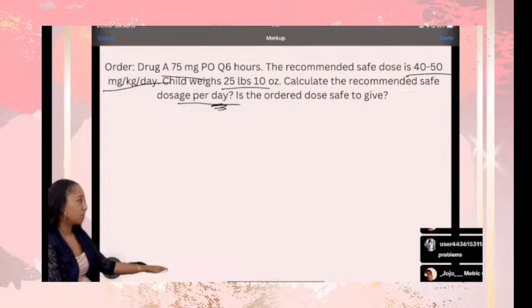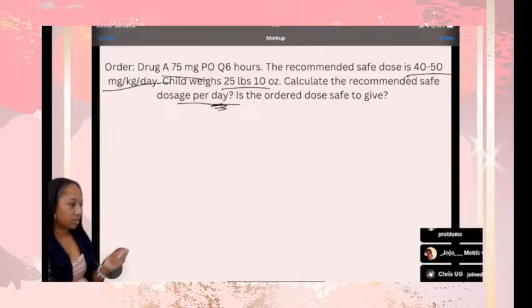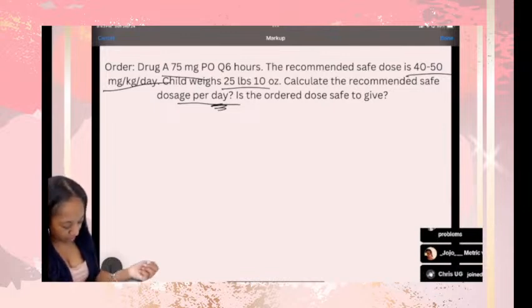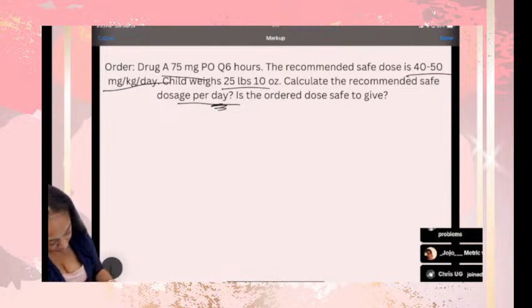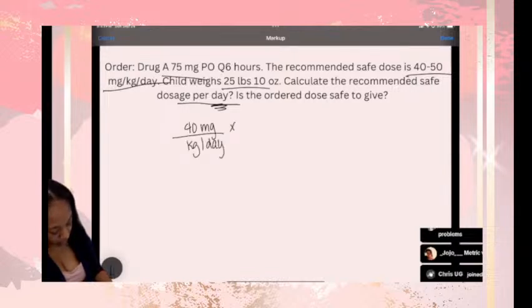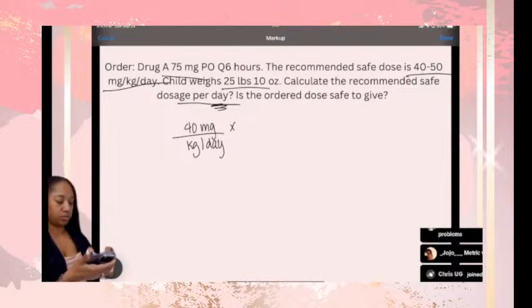Let me see. All right. Cool beans. All right. So you got a range here, 40 milligrams per kilogram per day. All right. So our weight is 25 pounds and 10 ounces. So what's it going to be? It's going to be May.